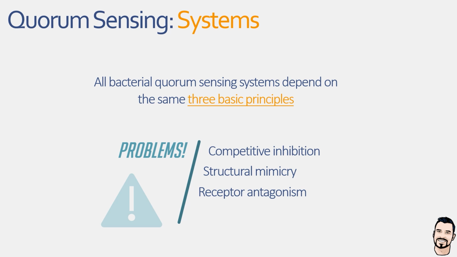The second is signal degradation. This is where some bacteria produce enzymes that degrade or chemically modify the autoinducers of competing bacterial species or strains. And so by breaking down these signal molecules, they can disrupt the communication networks of their rivals, gaining a competitive advantage during colonization of a new host.